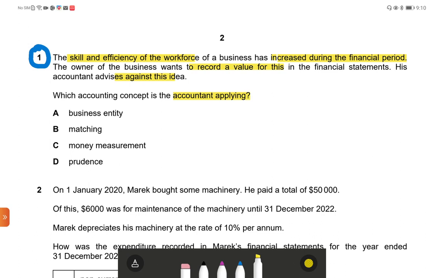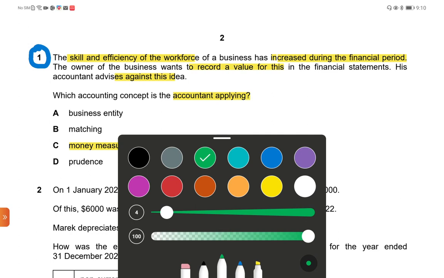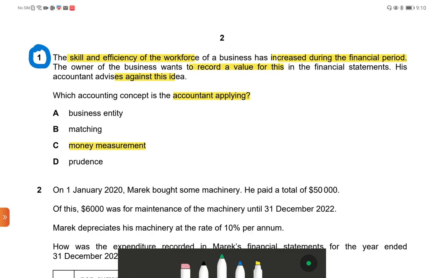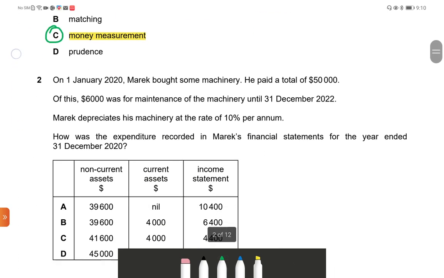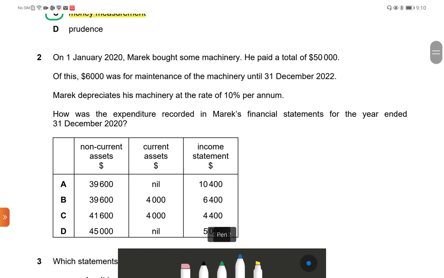In a business, the skill and efficiency of the employees or the owner never enter in the books. Only items which have a value in money are entered. So here the accountant is against it because he applies which concept? Money measurement concept. So the correct answer is D. Next, question number 2.